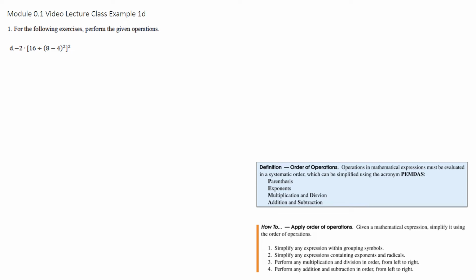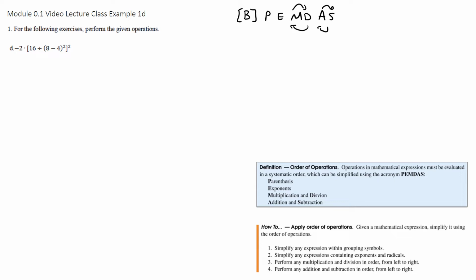Alright, so this is module 0.1, video lecture class example 1D. So again, let's start with our listing here. So we've got B PEMDAS. Alright, and we see this one's a little bit more intricate, and so now we actually have brackets that we're going to start with this time.